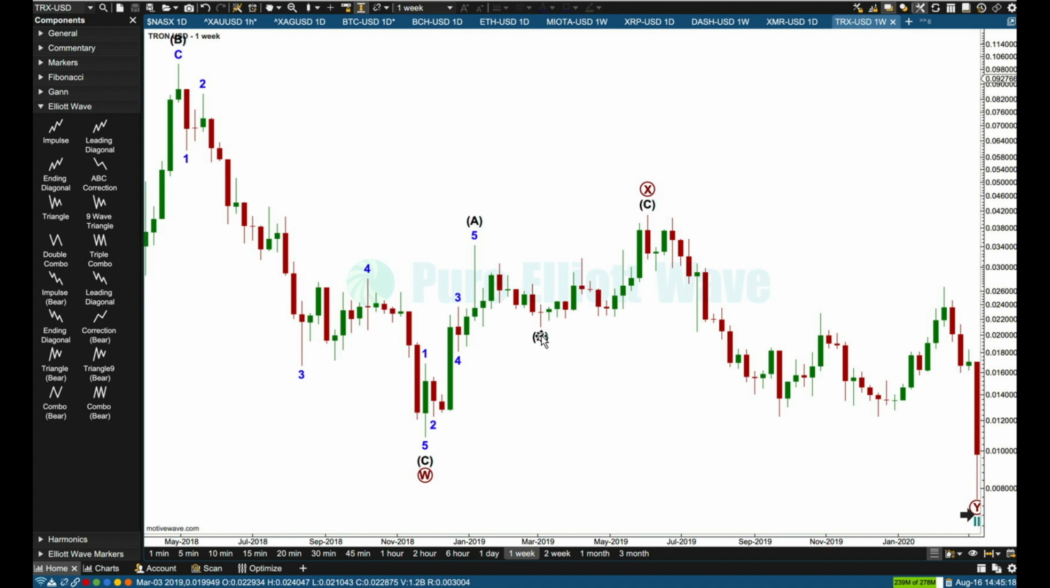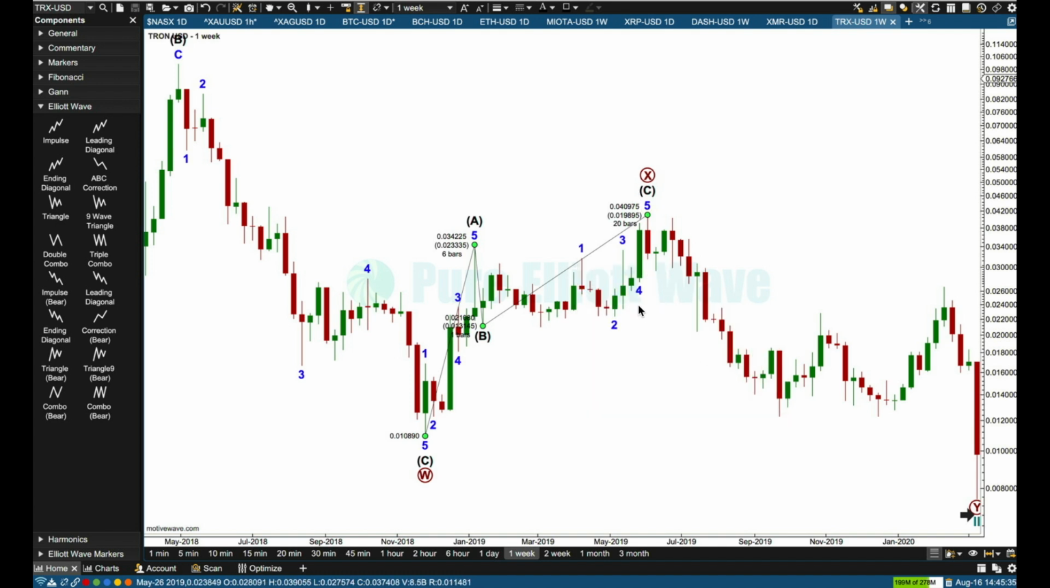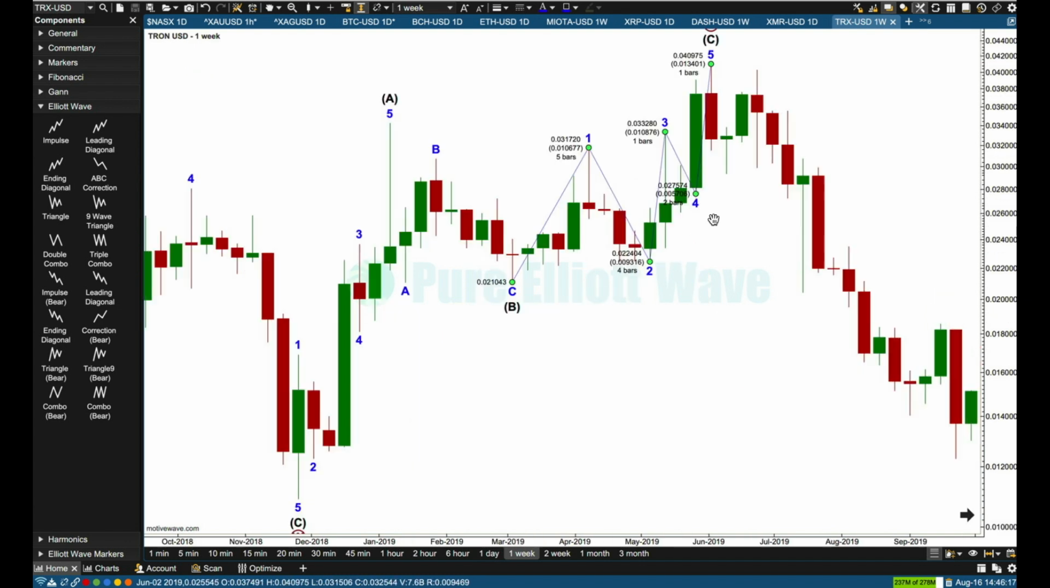I think maybe B was some kind of combination, possibly over here, or here. I could see it having started here as a diagonal with one. No, B has to be over here because that's the low. This is just not going to work for C. I don't want to see A as any other structure though.